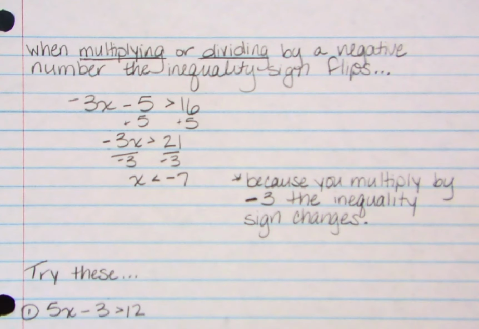This next page just is a reminder that when you multiply or divide by a negative number, the inequality sign flips. So much like we talked about in the 6.1 video as well as 6.1 in class, if we have negative 3x minus 5 is greater than 16, add 5 to both sides. And because the negative 3 is with the x and we're going to divide both sides by a negative, we change that inequality symbol to the opposite. So it was greater than, now it becomes less than. So because you divide by negative 3, the inequality sign flips.